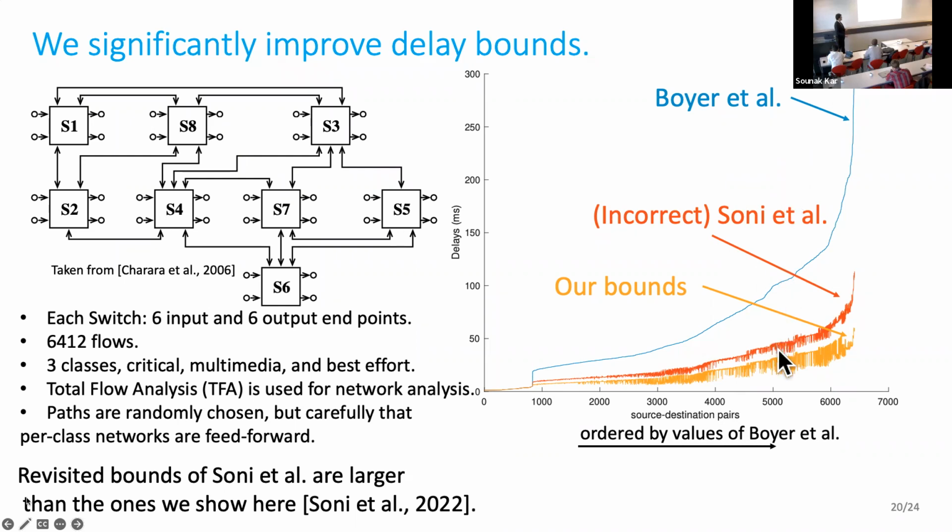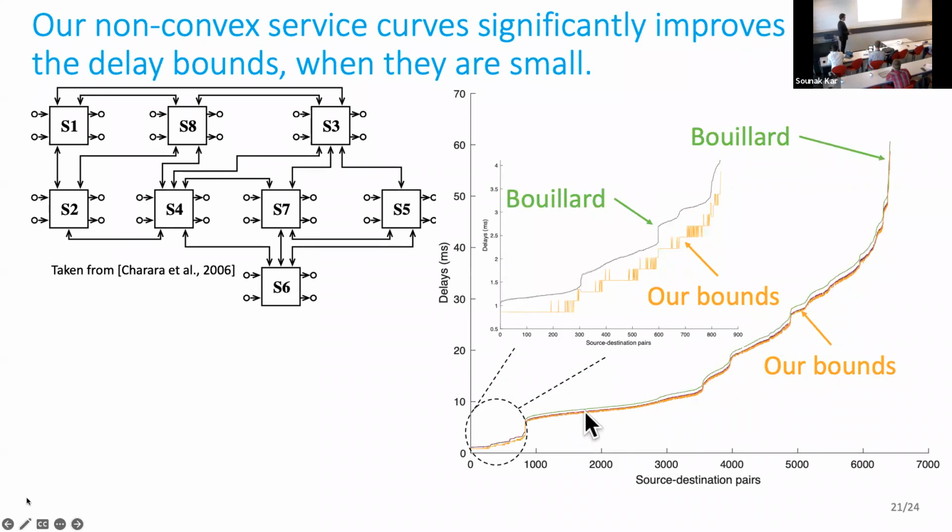The first observation is that our bounds, as expected, improve on the delay bounds of Boyer et al. Also, in practice, we are even better than the incorrect bounds of Soni et al. Note that the revisited bounds of Soni et al. would be something larger than the incorrect ones. When comparing our bounds to Bouillard, we see again that we have an improvement.